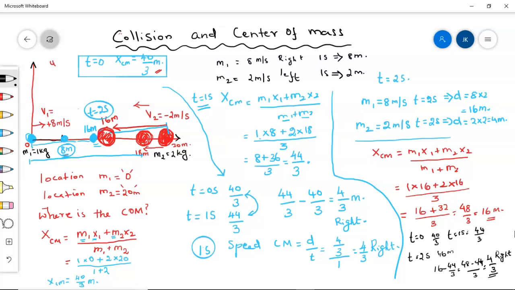So if you see here 4 over 3, and here 4 over 3, and here 4 over 3. So at every time, 0 seconds, 1 second and 2 seconds, the speed of the center of mass is 4 over 3, and it is always moving in the same direction at a constant speed, or constant velocity. So the velocity of the center of mass is not changing, right?